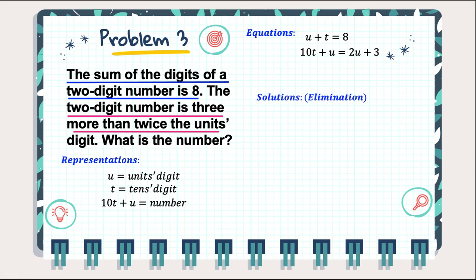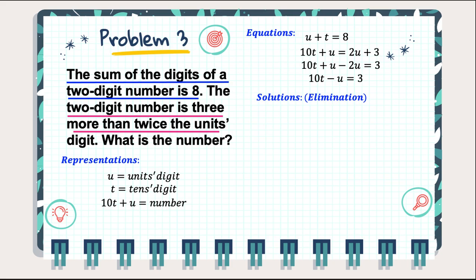And then I will be solving this one using the elimination method. You can also use substitution if you want. It doesn't matter which method you are going to use, as long as you do it the right way, you can get the same answer. As we simplify the second equation, we have to write it in standard form. So I will be transposing 2u, so that is 10t plus u minus 2u equals 3. Simplifying the equation, the answer will be 10t minus u equals 3.